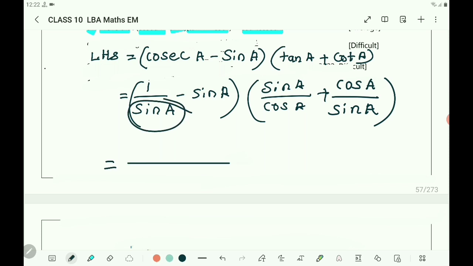Here you take the LCM. LCM is sin A. Write this one as it is. 1 minus sin A into sin A. Sin A into sin A is sin square A. So you got 1 minus sin square A.